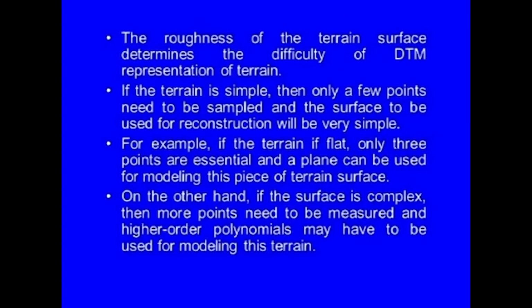The roughness of the terrain surface determines the difficulty of the DTM representation of the terrain. If the terrain is simple, then only a few points need to be sampled, and the surface to be used for reconstruction will be very simple. For example, if the terrain is flat, only 3 points are essential, and a plane can be used for modeling this piece of terrain surface. On the other hand, if the surface is complex, then more points need to be measured, and higher order polynomials may have to be used for the modeling of this terrain.